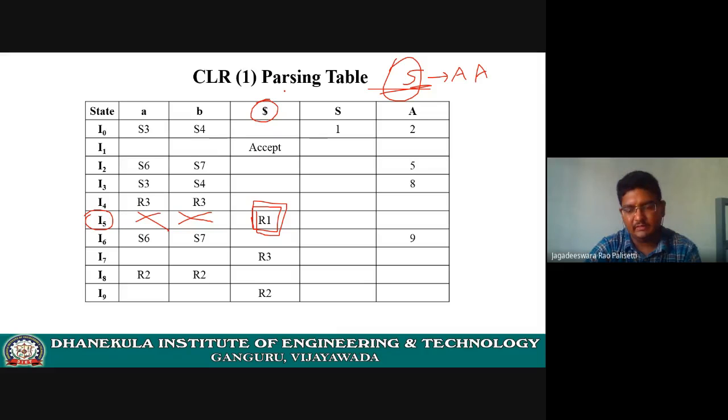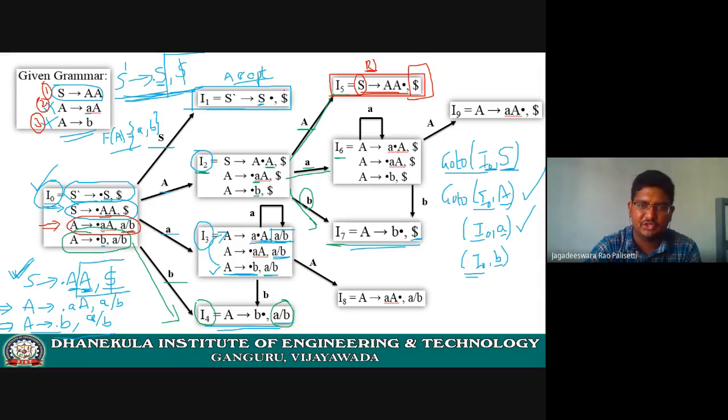Am I clear now? For your understanding, I will take one more reduced state. Let us take I8. I8 is also a reduced state, because the dot has reached the end. It cannot produce any new state. So I8 is also a reduced state, reduced by production rule number 2. This is the production rule in the grammar, so it is rule number 2.